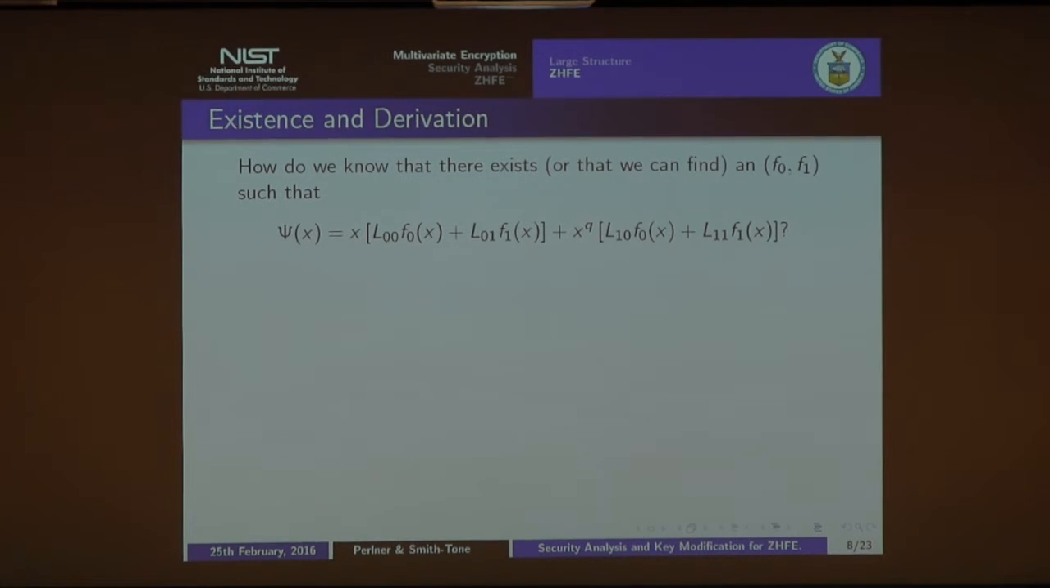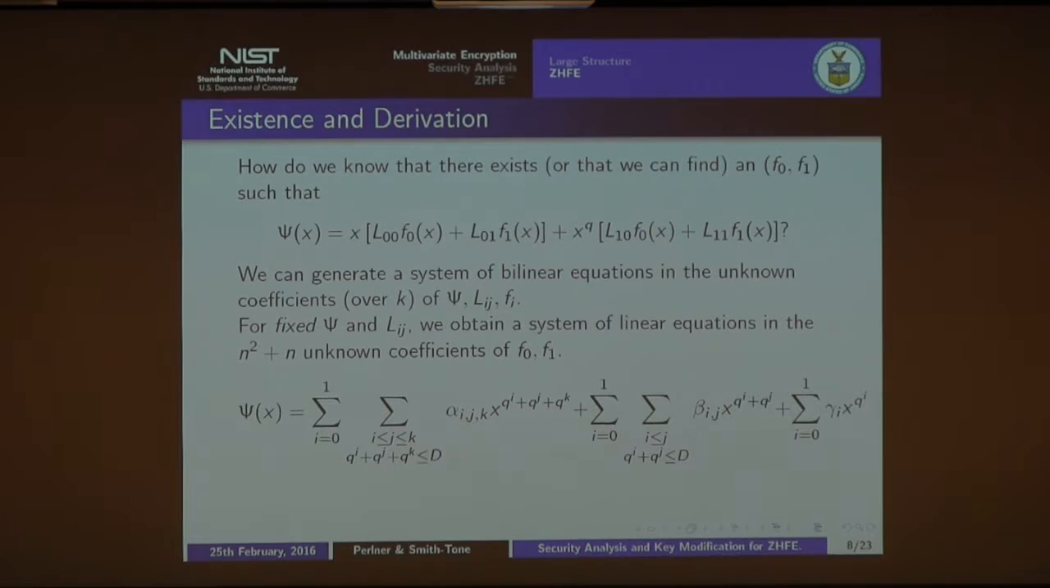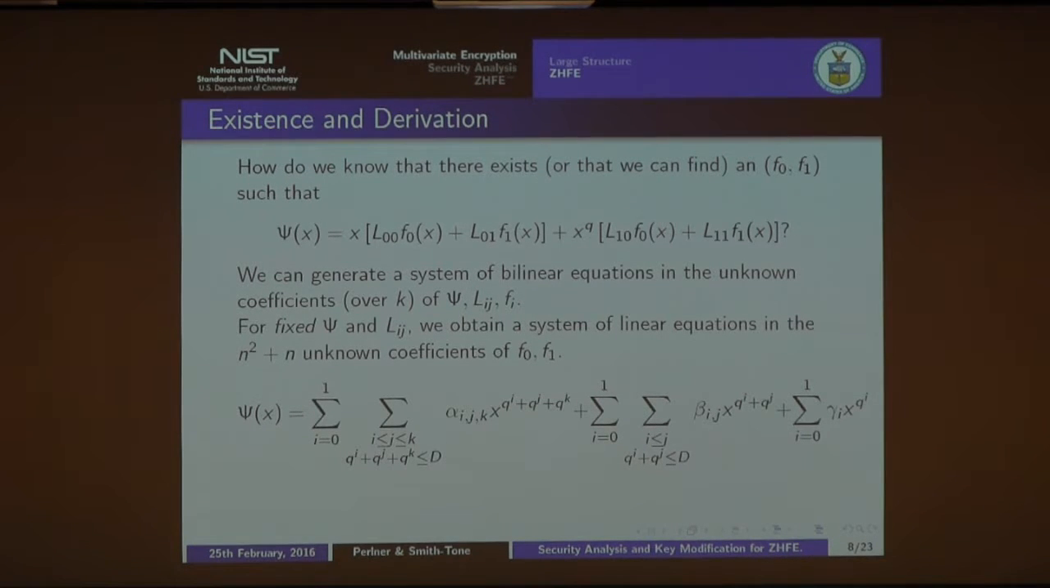So what do we get? We actually get a system of bilinear relations in the unknown coefficients of psi, Lij, and fi. So set the coefficients of the Lij's to whatever you want, randomly. You can even fix psi if you want, and you can solve for f. It's interesting to think about the degrees of freedom you have in selecting different pairs f0 and f1, even for fixed psi and Lij. I think this is very interesting. The only term that's important here in the expansion of psi is the cubic one. The other stuff we can handle with affine transformations and such things.